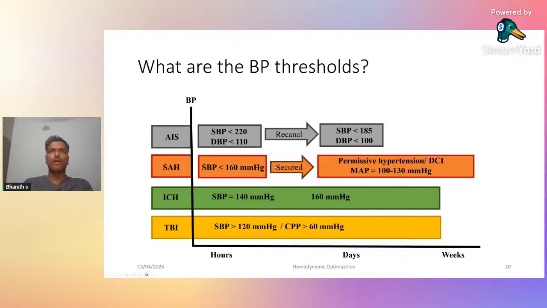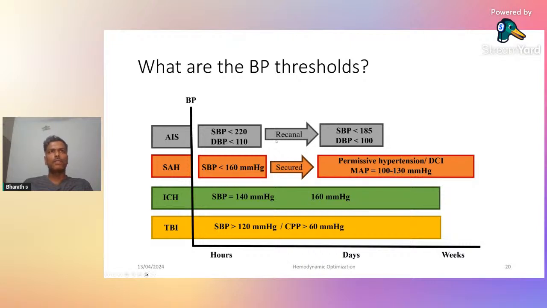And beyond, after the aneurysm is secured, depending on which phase or how many days of the bleed it has been, then there is a chance of providing permissive hypertension or treating for DCI. You maintain a mean arterial pressure of 100 to 130 millimeters of mercury. Or in our hospital, we commonly say, and our surgeon would say, keep a higher systolic blood pressure above 160. We give a lot of noradrenaline to maintain that blood pressure. But here also, what is important is ICP. Sometimes when they have hydrocephalus, that pressure might be inadequate. That's why mean arterial pressure would be a better target.